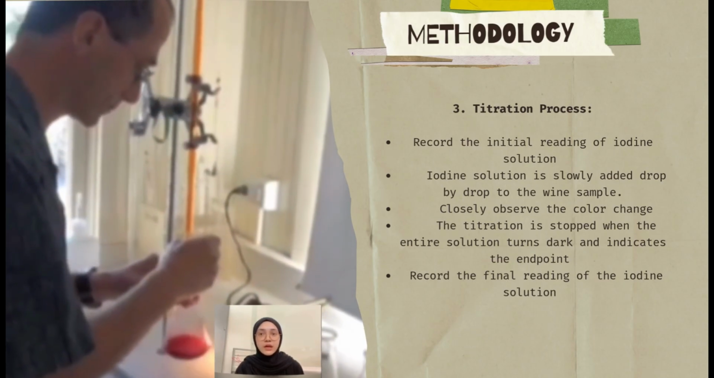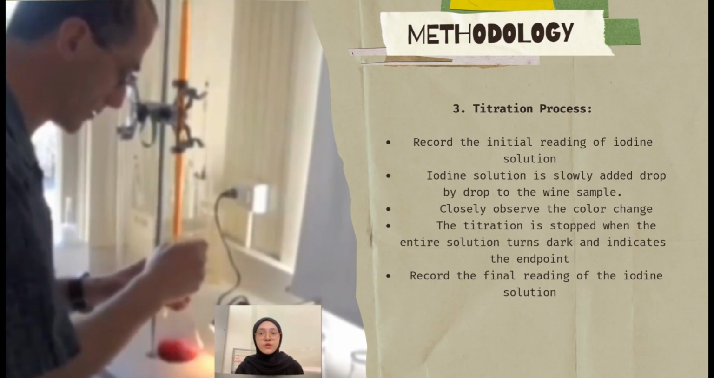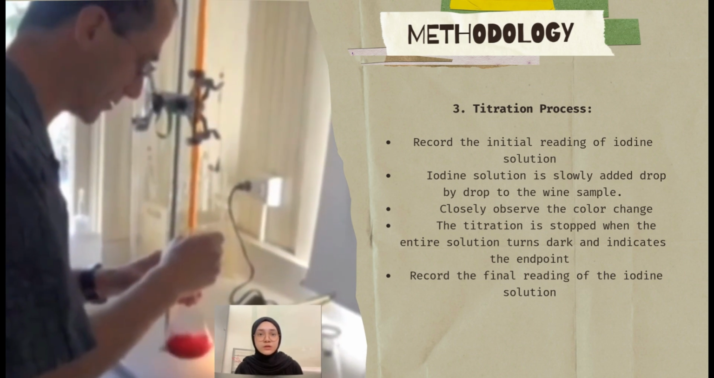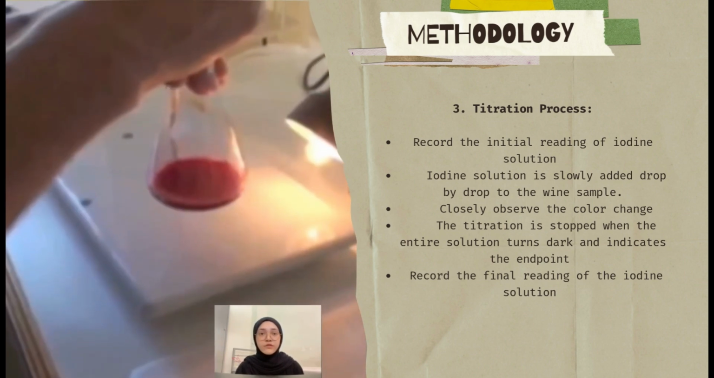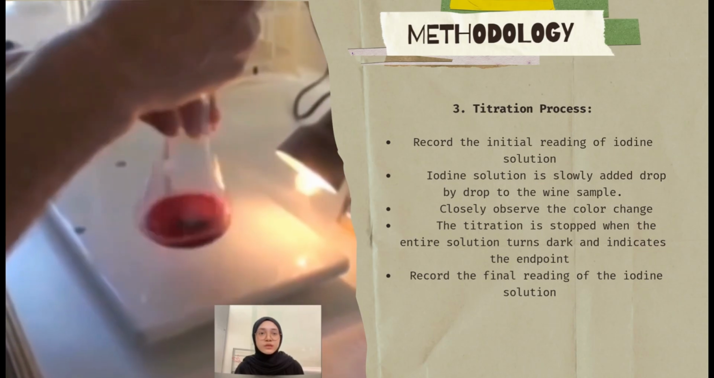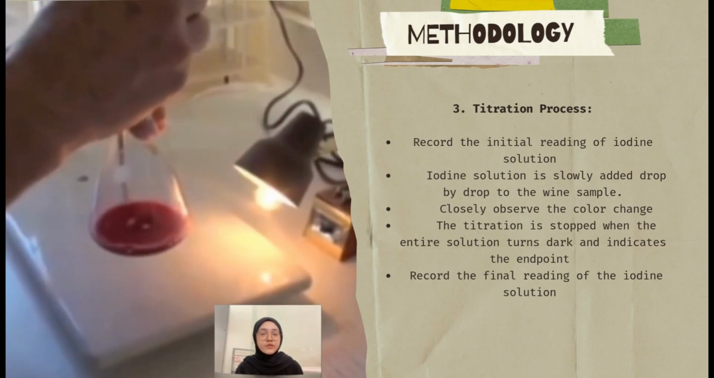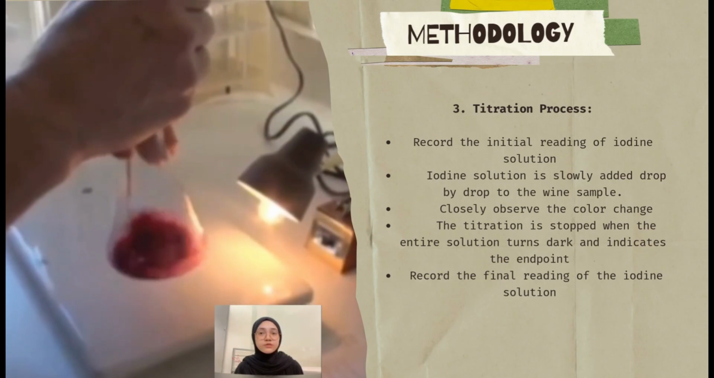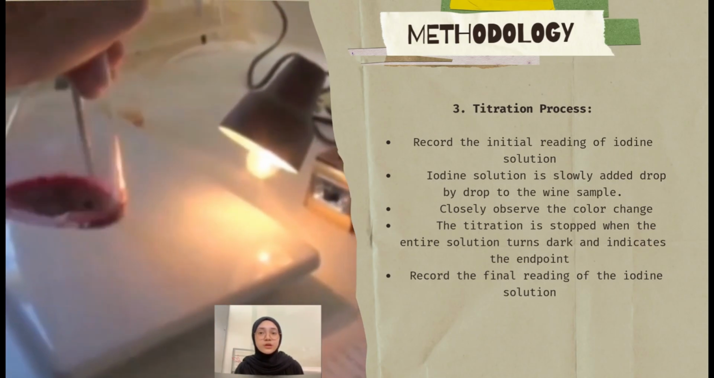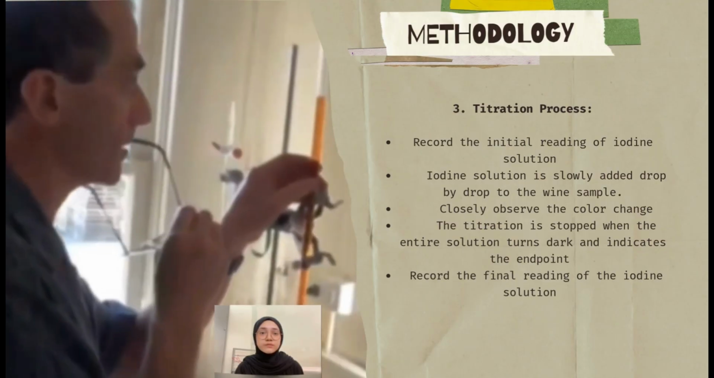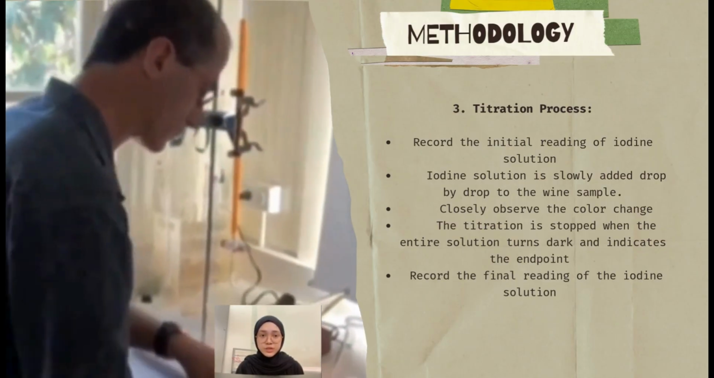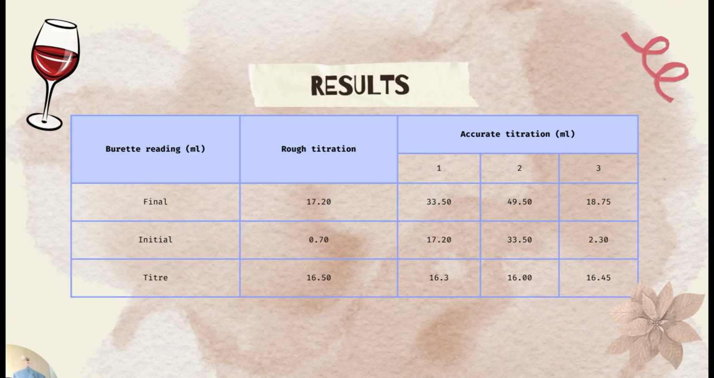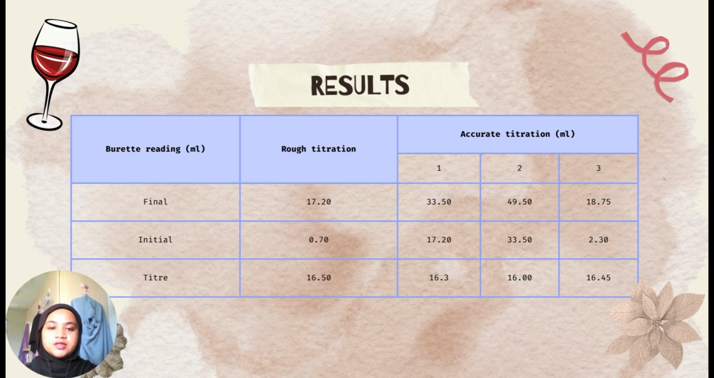And lastly, the titration is stopped when the entire solution turns dark and the color persists for a short period, to indicate the endpoint and that all the free sulfur dioxide has reacted. And don't forget to record the final reading of the iodine solution that has been used during the titration. So, this is the result of titration to determine the SO2 in wine.